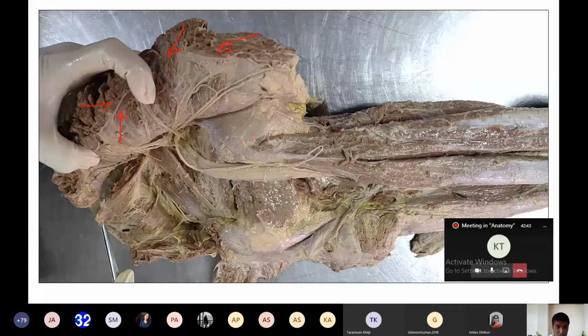And now we are going deeper to the gluteus maximus. Deeper to gluteus maximus lie several structures. Already you have studied the structures which are lying deeper to the gluteus maximus. So one of the important structures here is this one. This structure I hope all of you can identify.